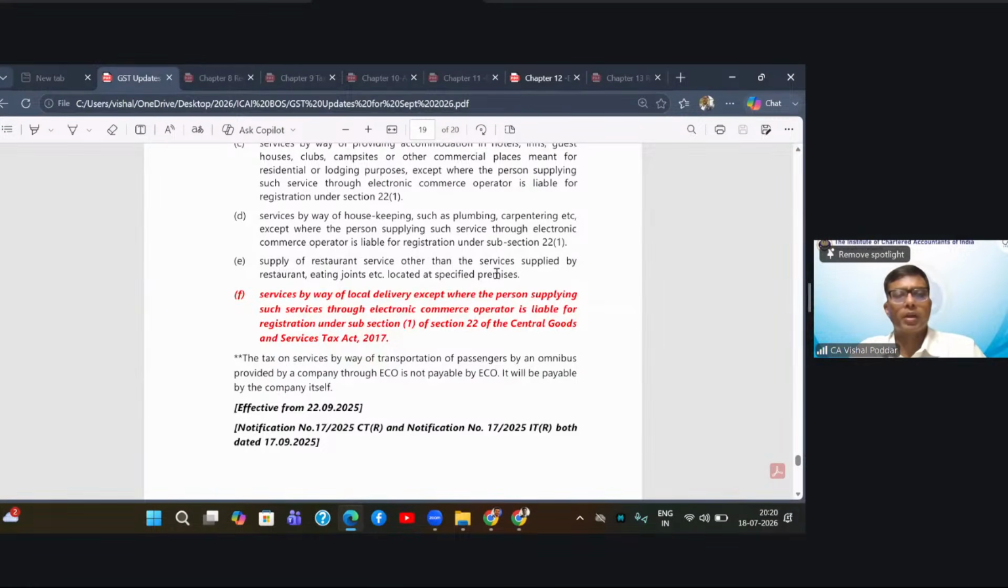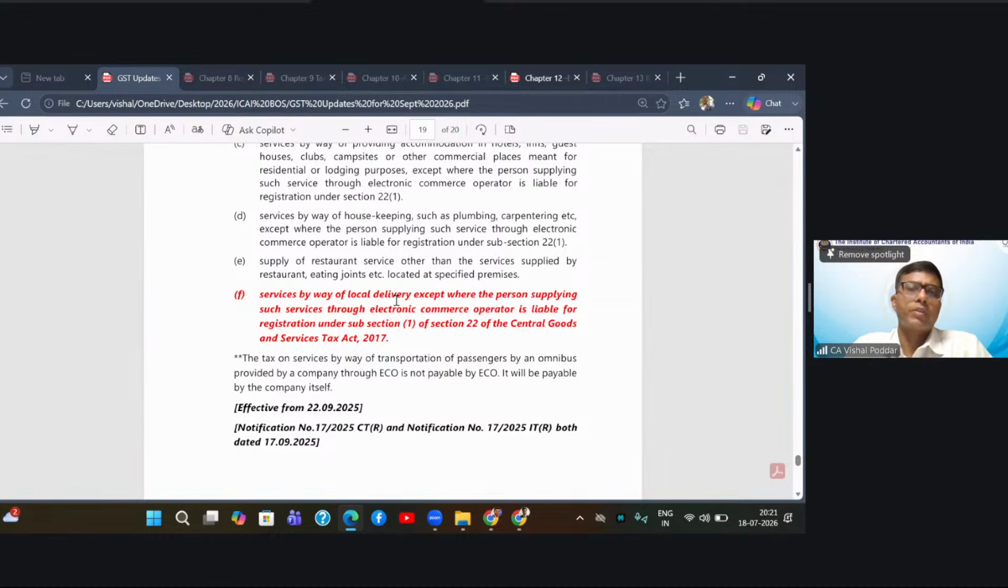Now comes the next part, which is the amended part. Service by way of local delivery. If you recall, we studied this point even in our exemption chapter, that now onwards, local delivery, wherever you are delivering goods within the city through certain apps like the Zepto app, Blinkit app, or maybe the Porter app, wherever you are only taking the services of delivering goods from one place to another, that is what is called a local delivery service.